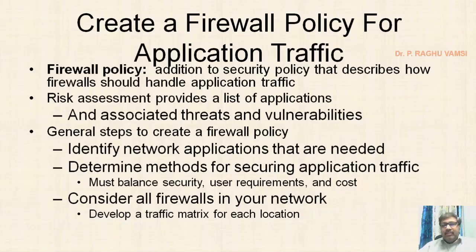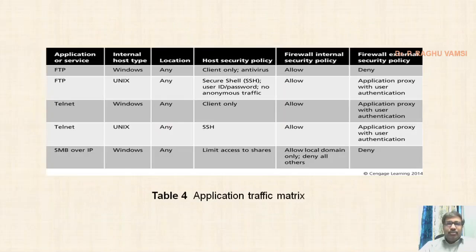Develop a traffic matrix for each location. So these are the three guidelines that you are supposed to follow. Here is an example showing the application traffic matrix that needs to be designed. The first column is the services, that is, the application that needs to be accessed. Then internal host type, location, host security policy, firewall internal security policy, firewall external security policy.